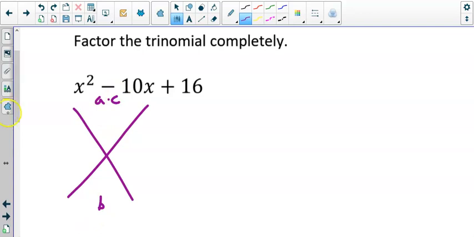So remember that all polynomials, when it comes to quadratics, they're written in this form. This is what we call standard form for a quadratic polynomial. A is always in front of the x squared. B is always with the x. C is always the guy without a variable.